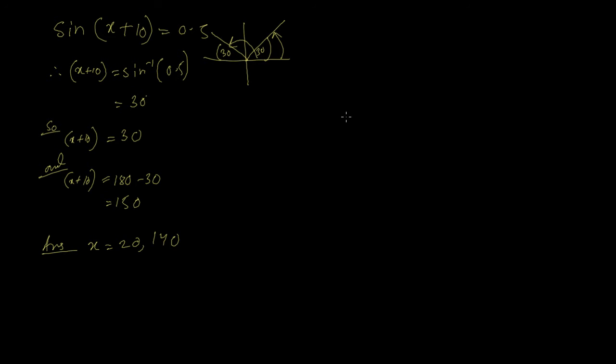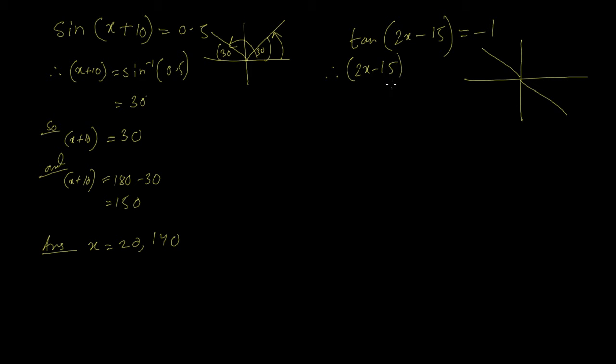Let's do another one. Suppose you have tan 2x minus 15 equals minus 1. That means tan is negative in the second quadrant and the fourth quadrant. So this is tan negative because this is sine positive, and this is cos positive, so this would be tan negative. Again, the basic angle would be 2x minus 15 is the basic angle. Tan inverse of, remember, when we find the basic angle we take the absolute value, so instead of minus 1 we just take only 1, so that would be 45 degree.